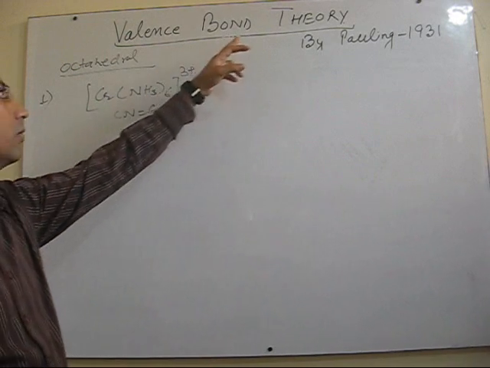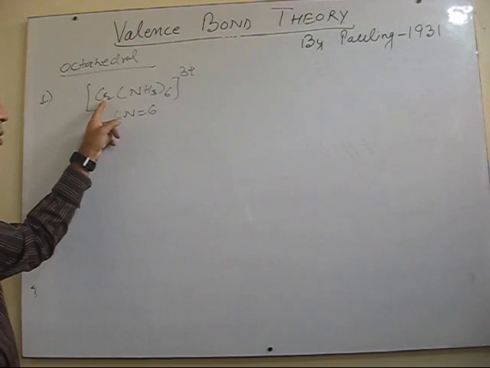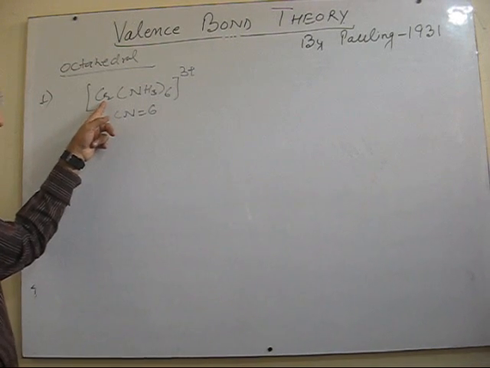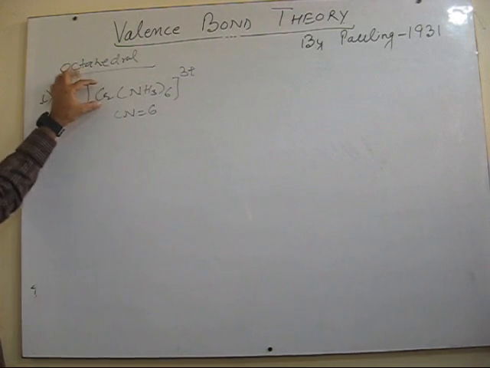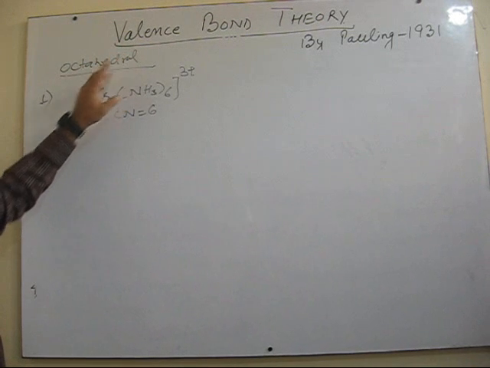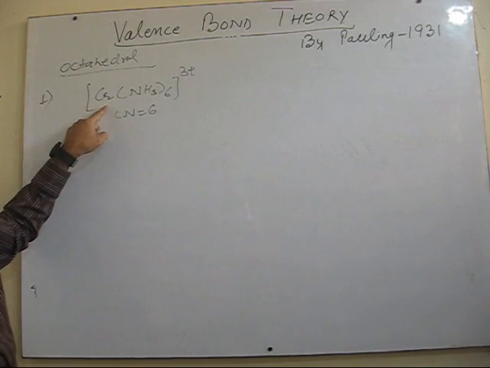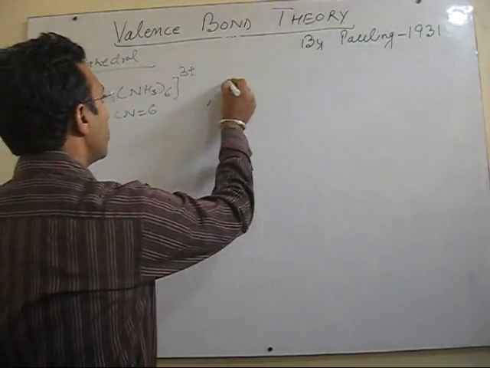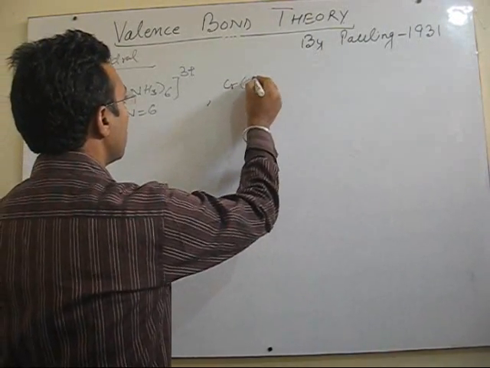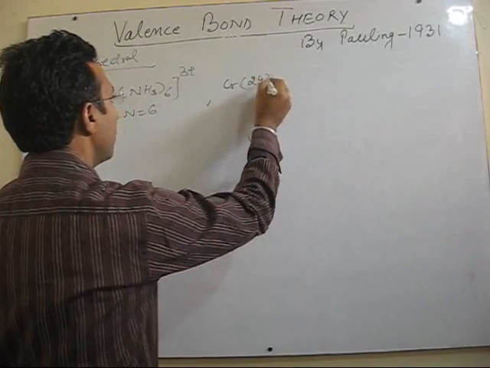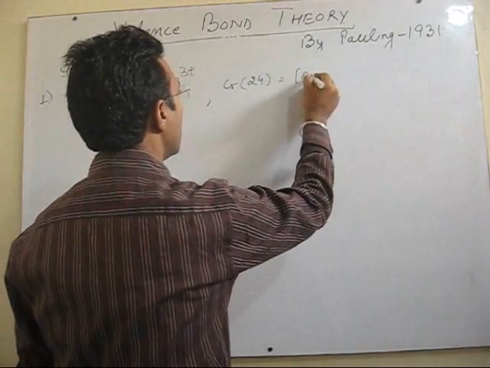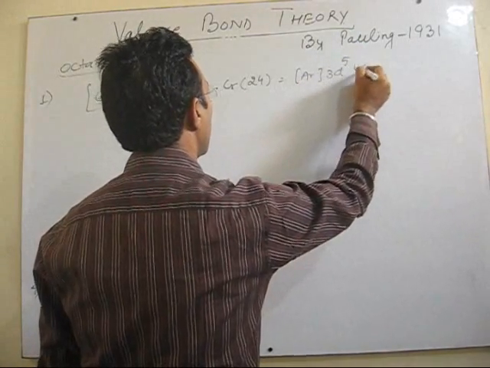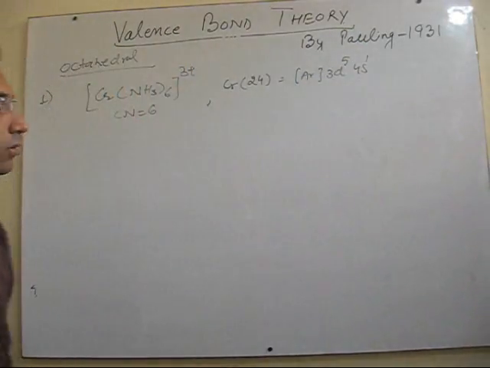complex using VBT, we must know the atomic number as well as the electronic configuration of the central metal. Secondly, we should be able to calculate its oxidation state in the complex and write the configuration of that particular ion. So I always suggest that first you should write chromium's atomic number, we know it is 24. So the configuration is argon 3d5 4s1. We know it is one of the exceptional configurations.